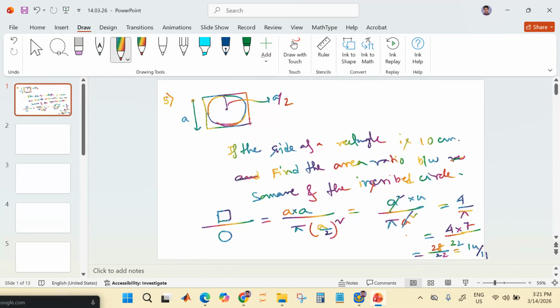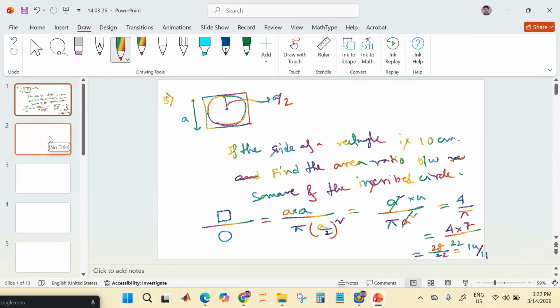Remember this information. So again I repeat, suppose a rectangle and a square and an inscribed circle. This ratio is given, or if suppose this length is given or the radius is given, then you can find the ratio. Or if the ratio is given, then also you can find the side length. So this is the concept, and this one numerical I have used here.